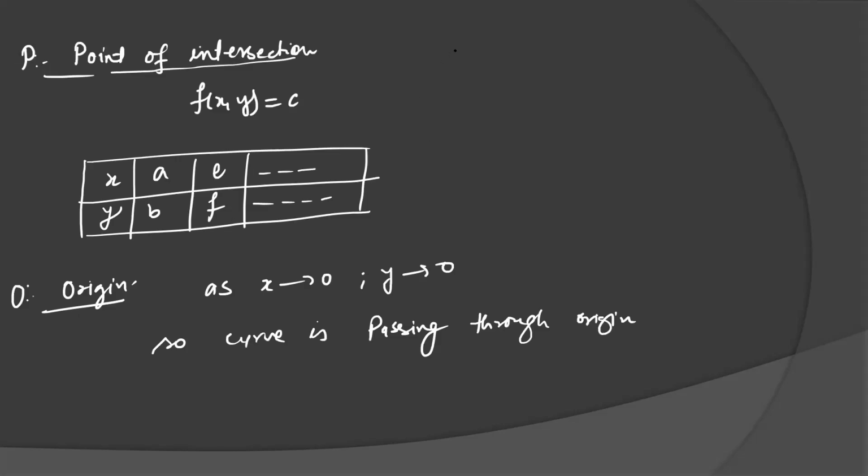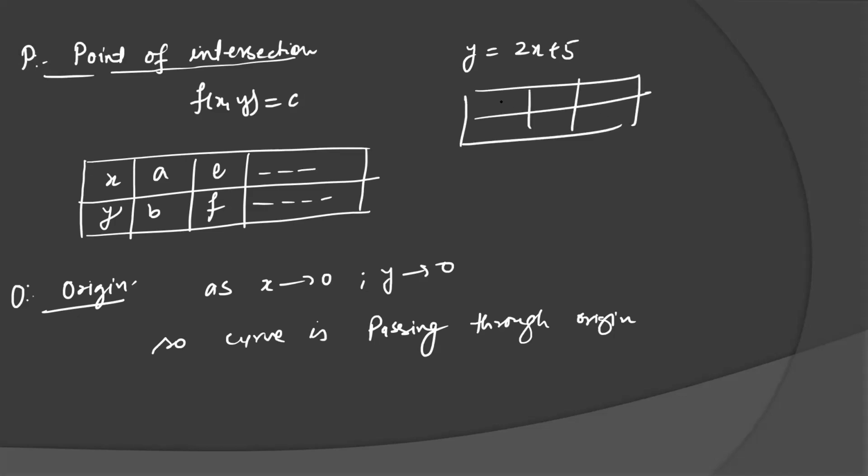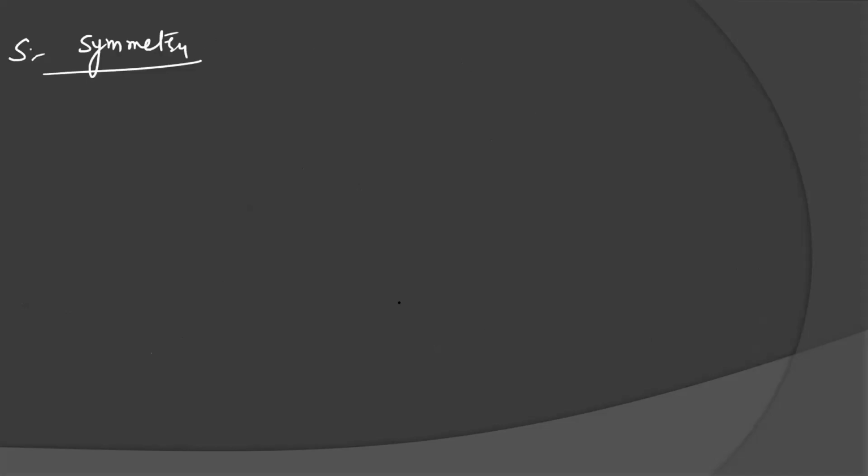S stands for symmetry, which is important here. Suppose we have a curve y = 2x + 5 and you want to see some points of intersection. If you put x = 0, y = 5. If you put x = 1, y = 7. Origin means, suppose y = 2x. Is the curve passing through origin? Yes, if x is 0, y is 0, so the curve is passing through origin.